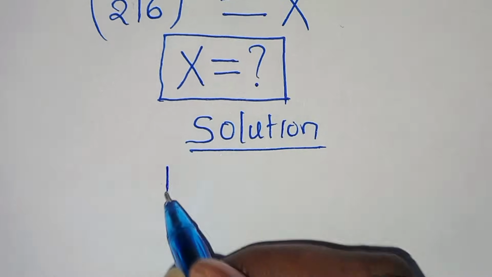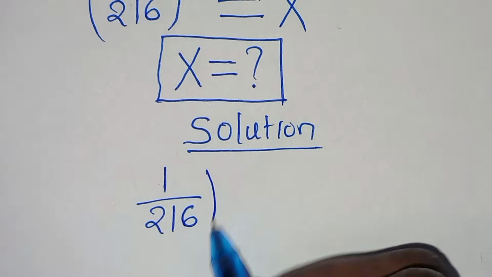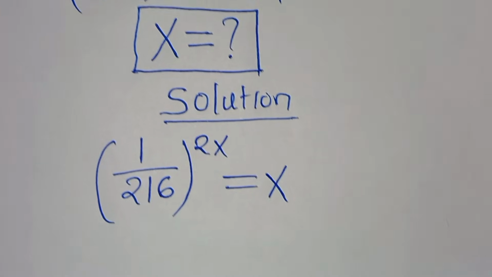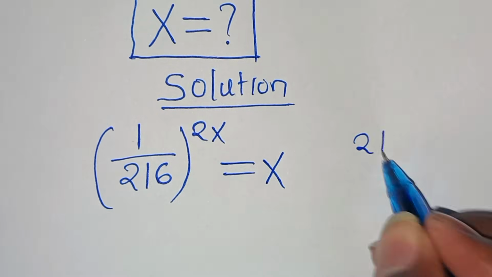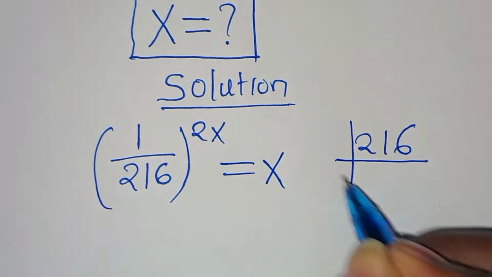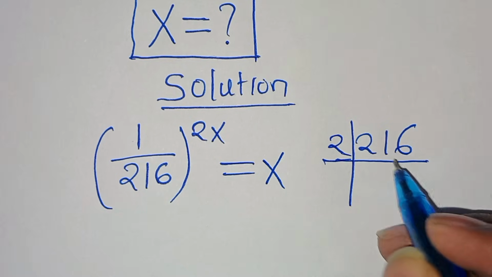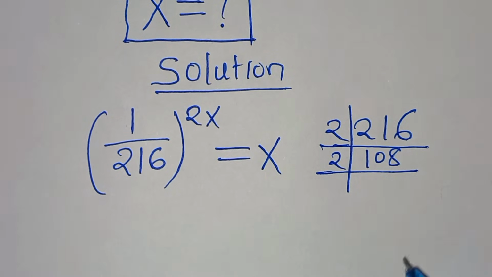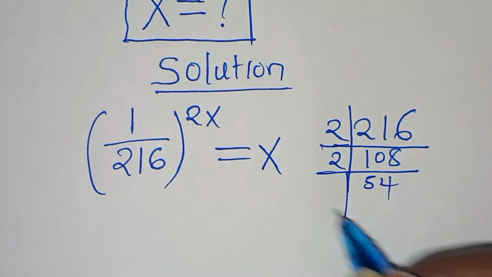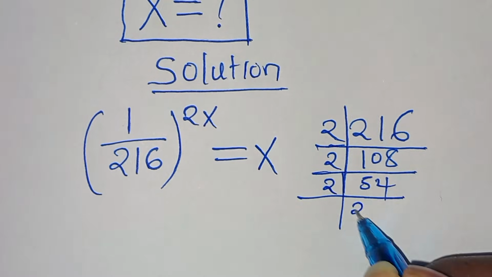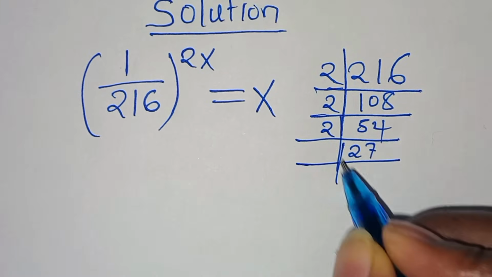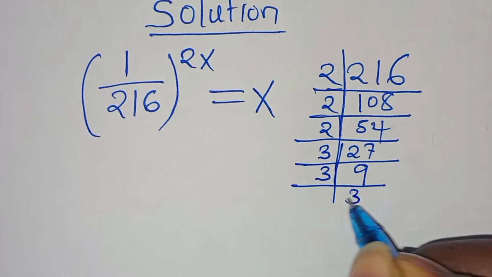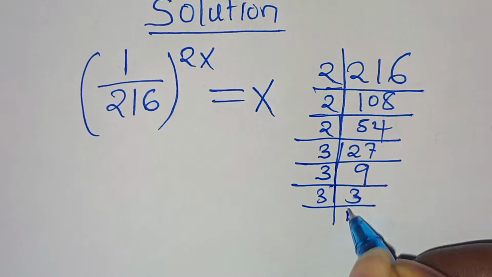So we have 1 over 216 raised to the power of 2x. This is equal to x. Now we can express 216. Now let's get the LCM of this. So 216 divided by 2, this is the same thing as 108. Then 108 divided by 2, this is 54. Then we have 54 divided by 2, this is 27. Then we have 27 divided by 3, this is 9. Then 9 divided by 3, this is 3. And we have that 3 divided by 3, this is 1.